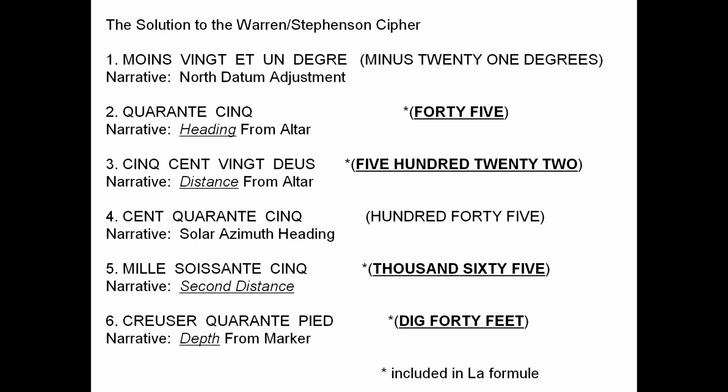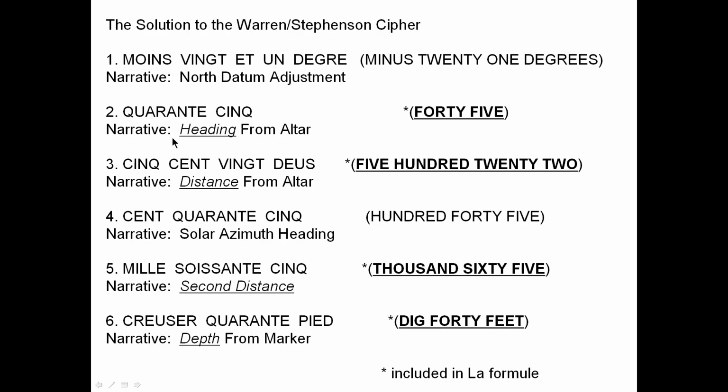Now that means it is 21 degrees less than true north. So if you pointed your compass during this time, the compass would read 21 degrees less than true north. So if you wanted to find true north, you would add 21 degrees to your compass heading, and that would give you true north. Now, the next one is just the number 45.